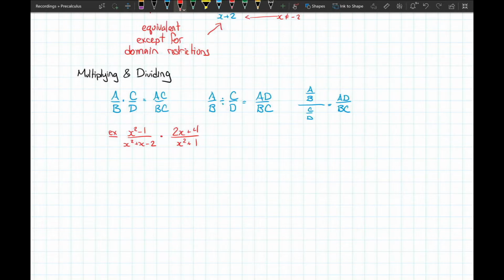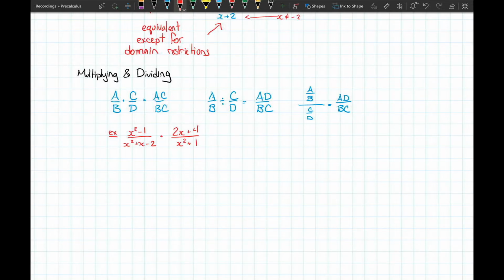Okay, here's a basic example of multiplying two rational expressions, and I'm using lots of quadratics, but the 2x plus 4 is not a quadratic, so that one doesn't have an x squared. That polynomial is linear because it only has an x as its highest power. Okay, now what I can do immediately is just start putting everything together. I can have numerator times numerator over denominator times denominator.